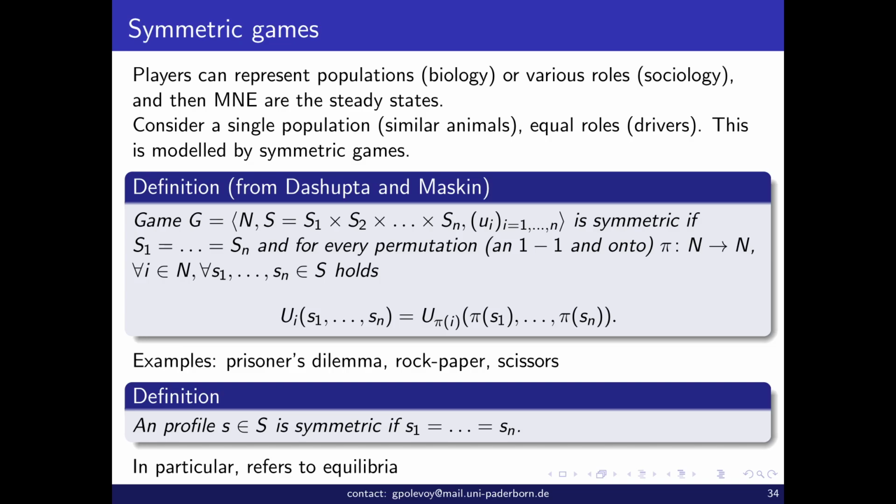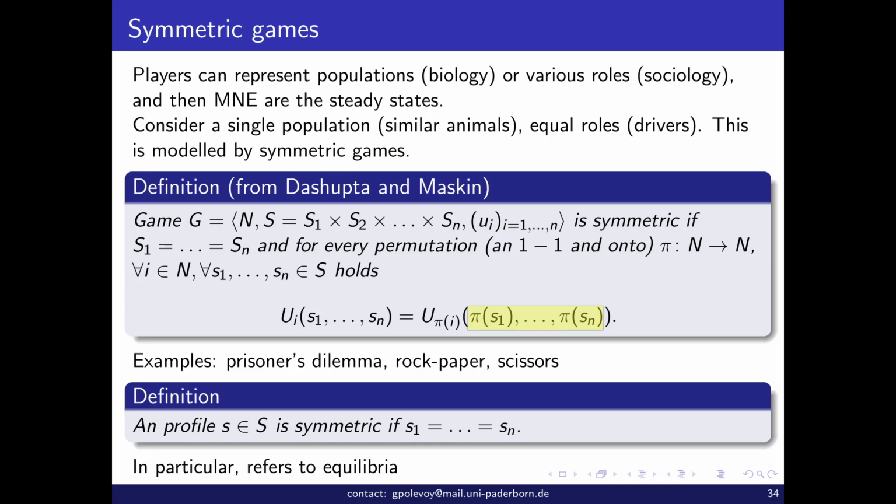It means that for every permutation of the players, so for every ordering of the players, where a permutation is a function which is injective and surjective, so it's a one-to-one and onto function, which means that it's bijective, from players to players, and so that for every permutation, and for every player, and for every profile, the utility of the player under that profile is the same as the utility of the result of the permutation under the respectively permuted profile.